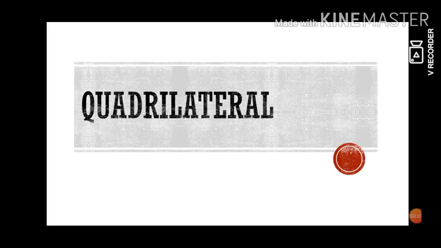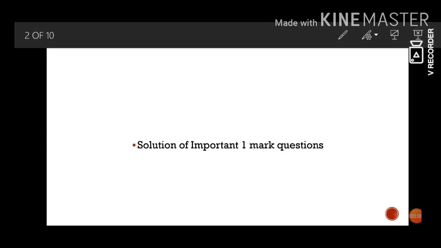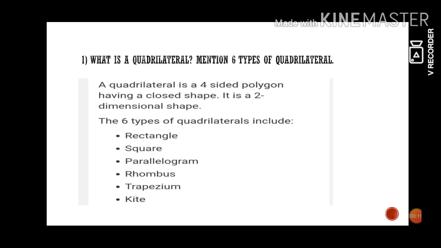Good morning, students. So today we are going to discuss the chapter quadrilateral, and today's discussion is on 1-mark questions. So the discussions will be on questions that are of 1 mark and their solution. The first question is, what is a quadrilateral? Mention the 6 types of quadrilateral.